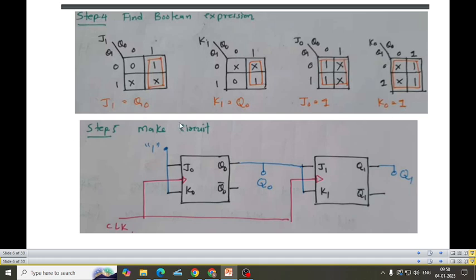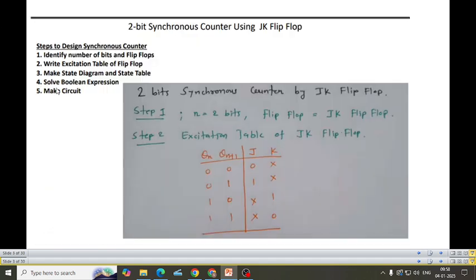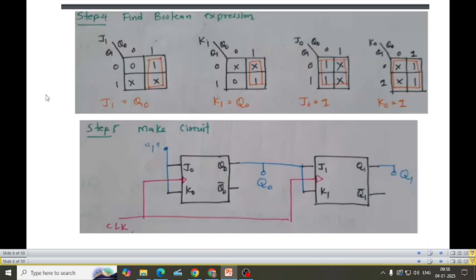Now, finally the last step. What is the last step? Make the circuit. How many flip flops do I need? 2 flip flops, the 0th flip flop and the first flip flop. JK inputs, outputs Q0 Q0 bar, J1 K1 outputs Q1 Q1 bar. What type of flip flop am I using? JK flip flop. So J0 K0, what is the output? Q0 Q0 bar. Now J1 K1, what is the output? Q1 Q1 bar.